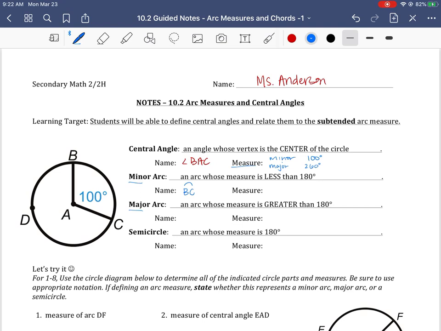But again, notation is everything. That is different than the line segment from B to C. If we were talking about a segment, that would be a straight line that moves from B to C.